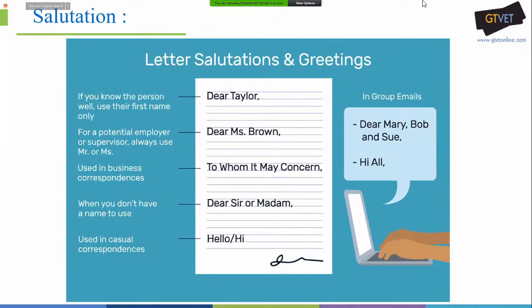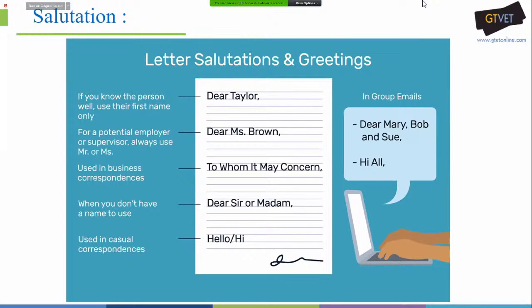Normally, whenever a company provides an experience certificate, they usually write that. Or on a notice board it is also written like that: "To whom it may concern." Suppose I'm writing an email to multiple persons, 2-3 persons. I can also mention their individual names, like "Dear Mary, Bob, and Sue."